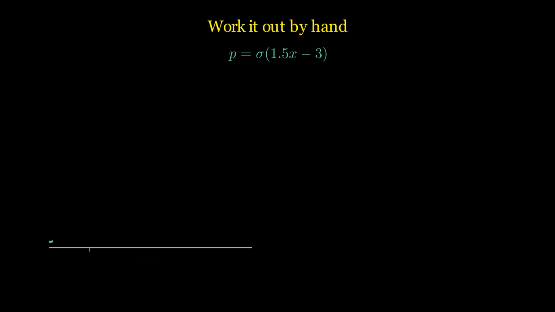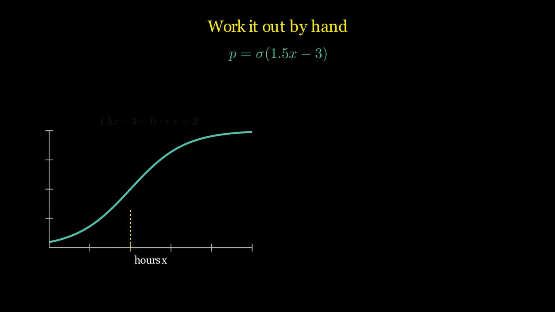Let's make it concrete. Say we fit a model on hours studied, p equals sigma of 1.5x minus 3. First, where's the boundary? Set the score to 0. 1.5x minus 3 equals 0 gives x equals 2 hours. Below 2, we predict fail. Above, pass.